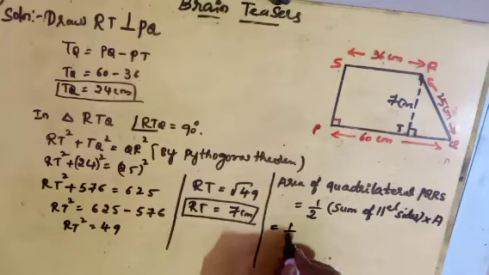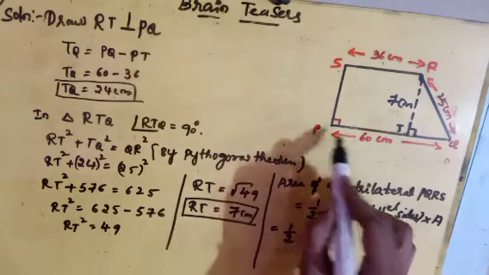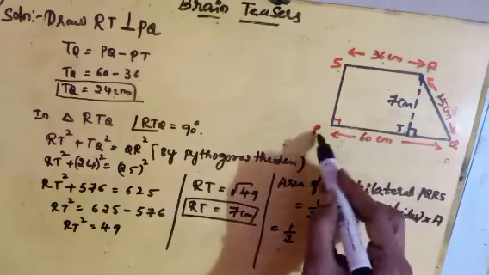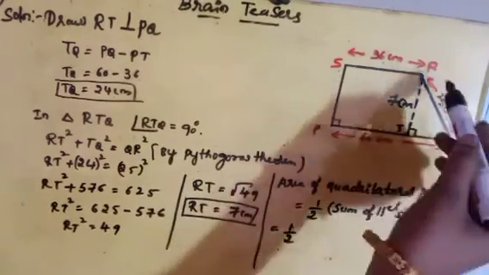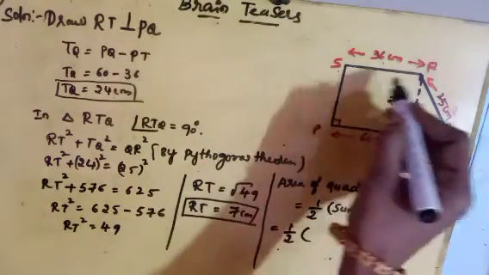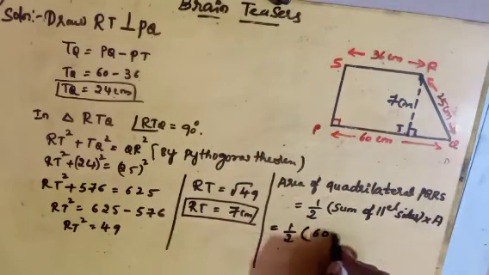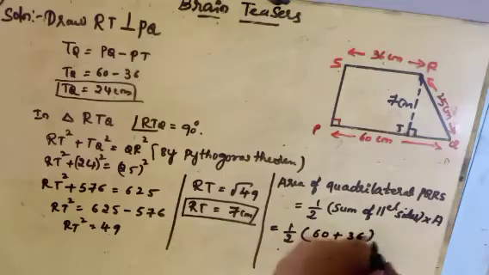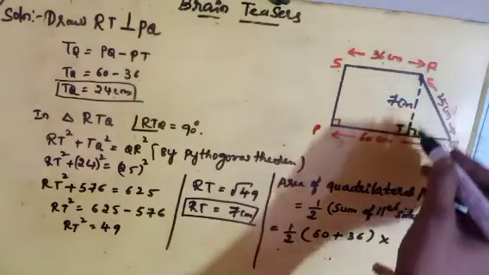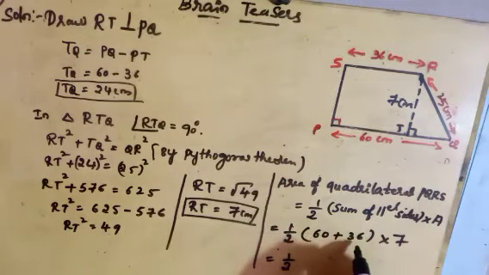Next equals 1 by 2. Sum of parallel sides means which are the parallel sides? PQ plus SR are the two parallel sides. So let us add it: 60 plus 36 into A. What is the altitude? The altitude is 7 centimeter. So let us add 60 plus 36, we get 96 into 7.